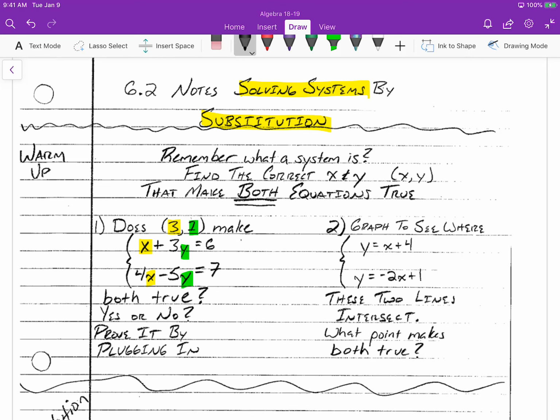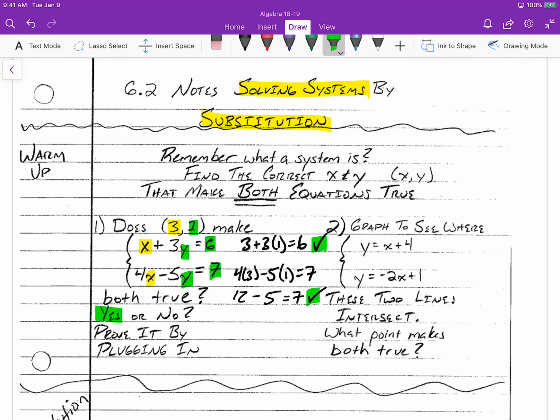So if we plug that in, we would end up with 3 plus 3 times 1. Does that equal 6? Yeah, it does. And we'd end up with 4 times 3 minus 5 times 1. Does that equal 7? Well, that would be 12 minus 5. Does that equal 7? Yes, it does. So then our answer would be yes, it makes both true. And we double checked our answer by plugging them both in. And they equaled 6 and 7.